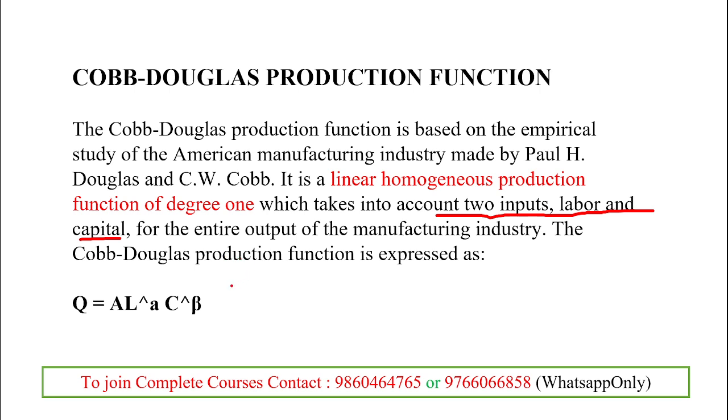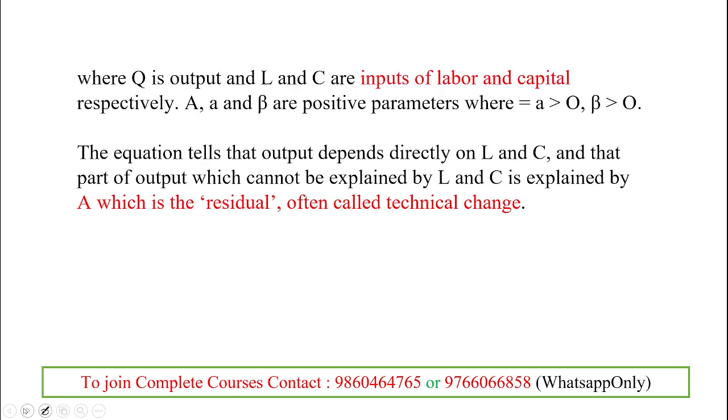The Cobb-Douglas production function is expressed as Q = A L^alpha C^beta. What is Q? Q is the output, that is the units of goods, and L and C are the inputs of labor and capital. K is also used instead of C, also meaning capital. A, alpha, and beta are positive parameters, where alpha is greater than 0 and beta is greater than 0.